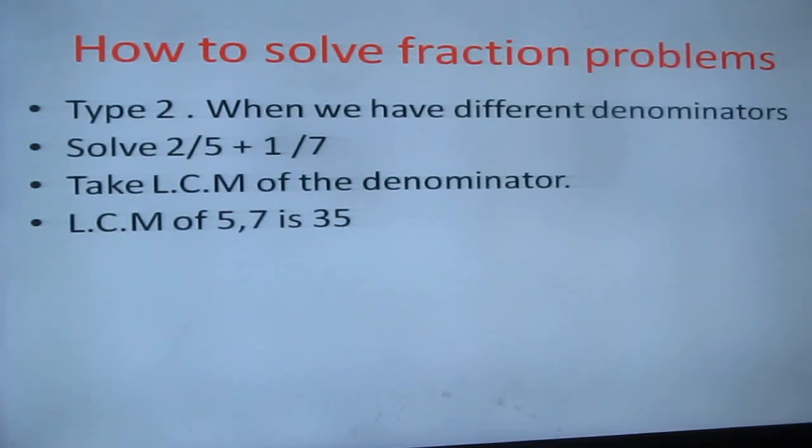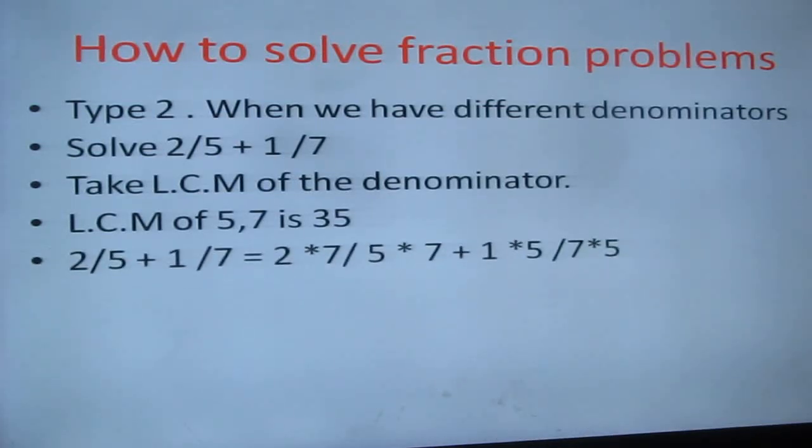So you can't do it to the denominator alone. What you do to the denominator, the same thing you have to do to the numerator also. The first case, 2 by 5. 5 times 7 is 35. The same 7 should be multiplied to the numerator. 2 times 7, that is 14. Then the next case, 1 by 7. 7 times 5 is 35. The numerator 1 times 5 is 5.